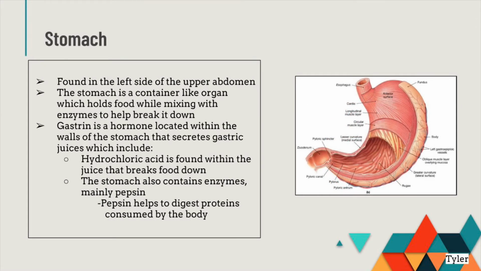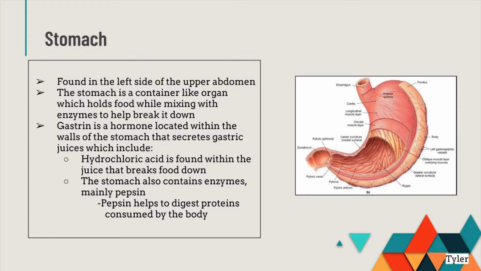So, after the food has been consumed by the mouth, it travels down to the stomach through the esophagus. The stomach is the middle of the digestive system and is located in the left side of the upper abdomen. The stomach acts as a container-like organ, which is responsible for holding food while it slowly begins mixing with enzymes which begin breaking it down even further.